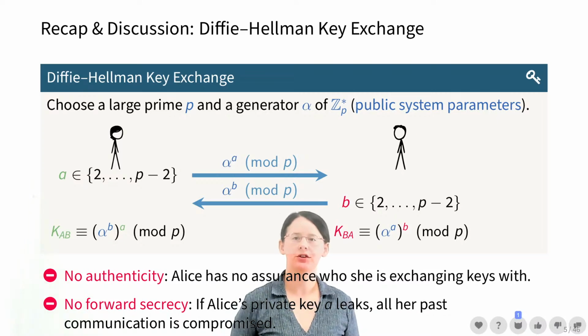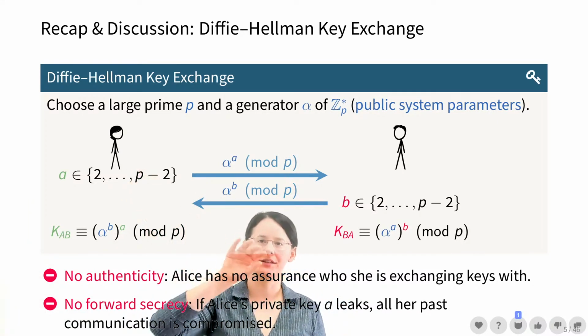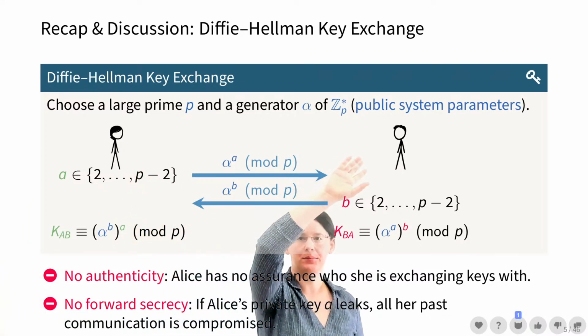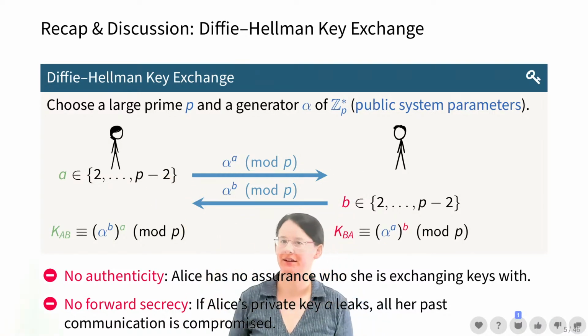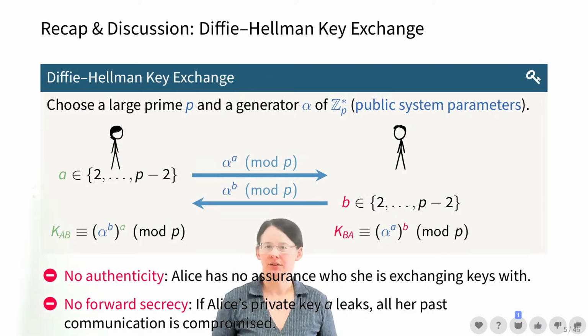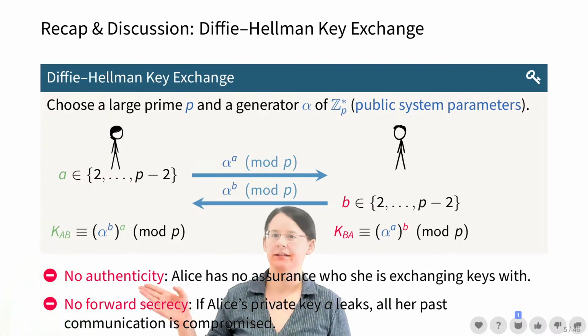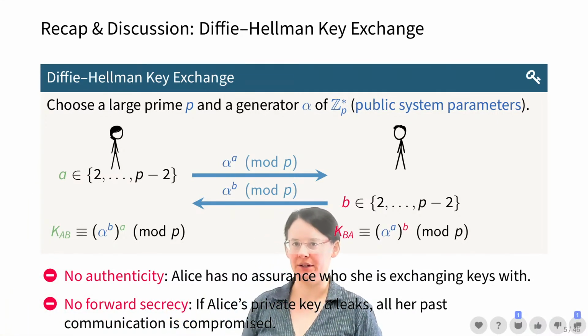And Eve could just sit happily in the middle and receive messages from Alice, forward them to Bob, and vice versa, and could read everything in between. So that would be horrible. So that's why this lack of authenticity is an issue here.